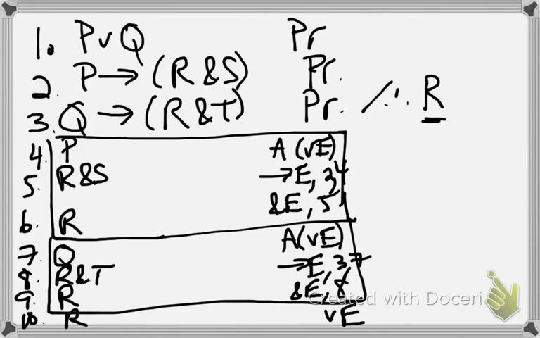And then we have the conclusion R by OR elimination on lines 1, 6, and 9. So that's how the rule works.